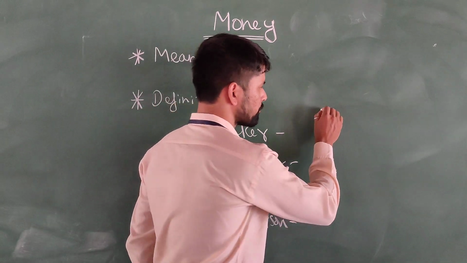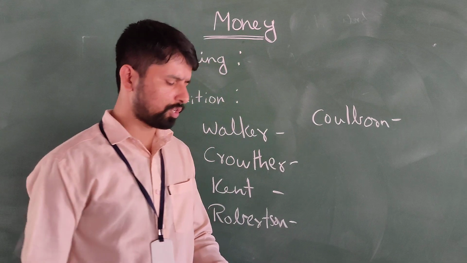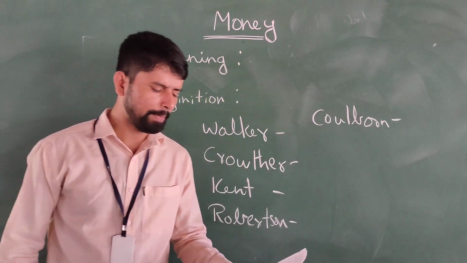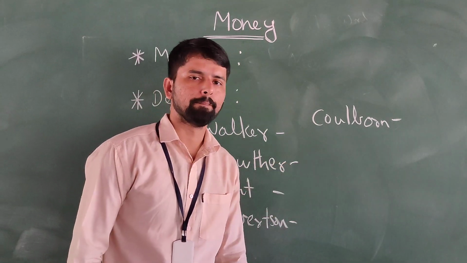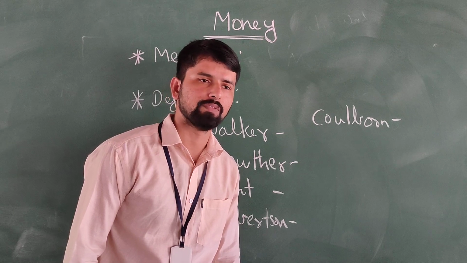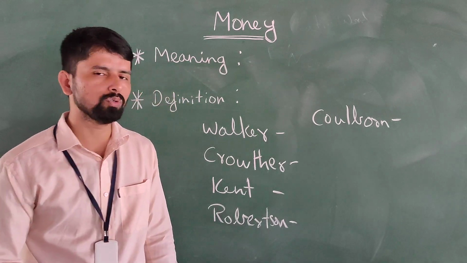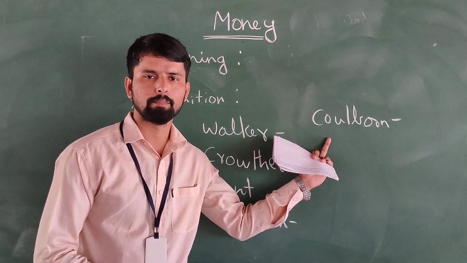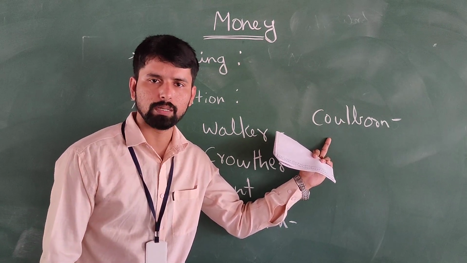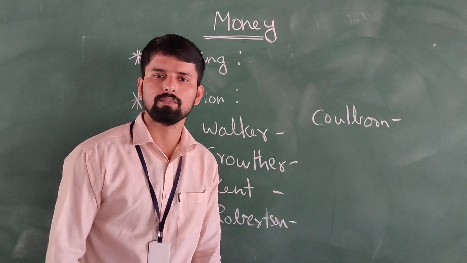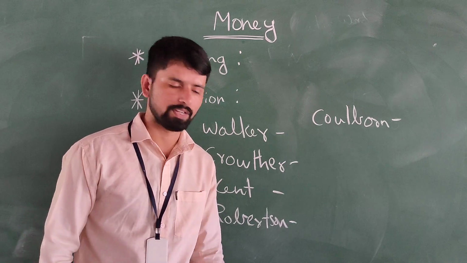The next, Seligman, is another famous economist. He defined money as a means of valuation and payment. Those are the two words used by Seligman to define money. Money is used as valuation to measure the value of a commodity, plus the payment of goods and services. For that purpose, money is used. That is the Seligman definition.